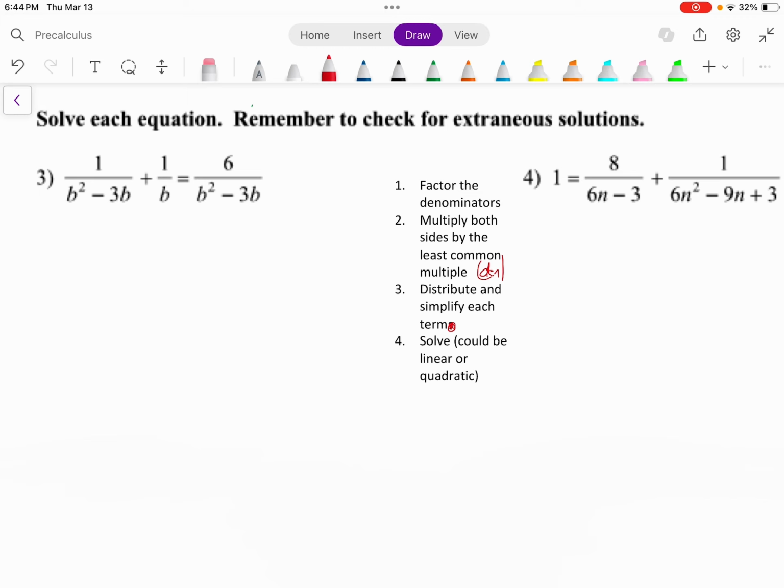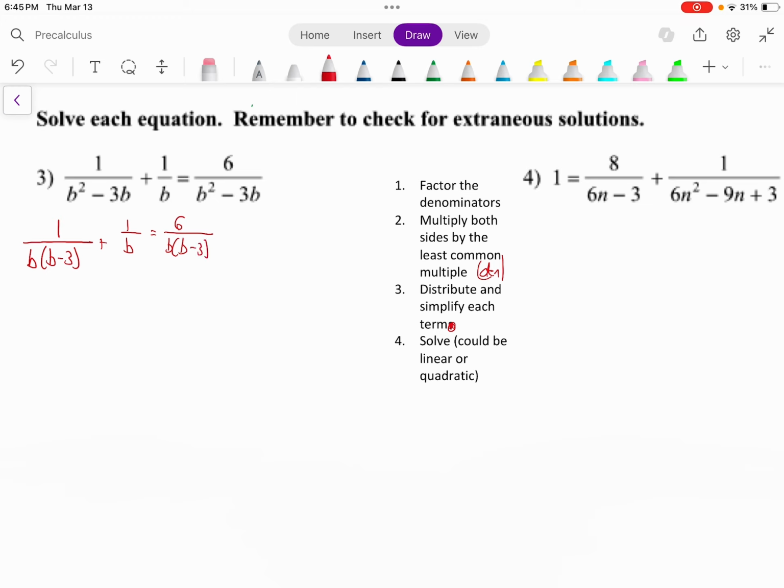So first thing we do is we factor the denominators. On this first one, we can factor the first denominator. There's a b in common. So we factor out a b, and we're left with b minus 3. Second one, that can't be factored at all. It's just a b, so we leave it as b. This one is actually the same as the first fraction, so we can factor out a b. We're left with b minus 3. So we factor the denominator.